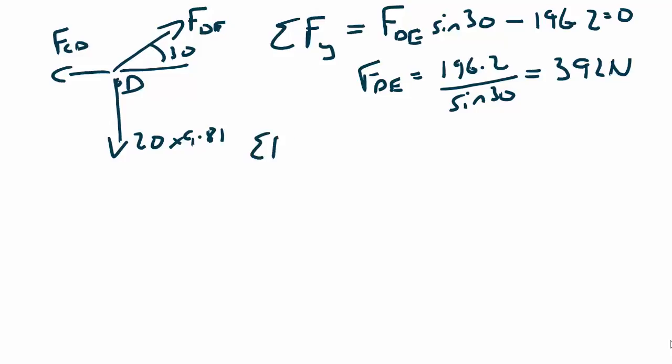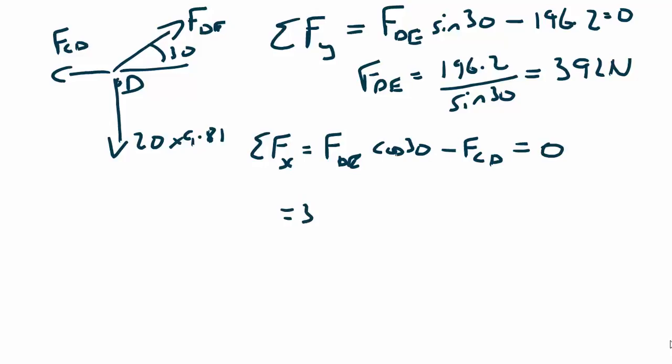And then my sum of my forces in the x direction is going to be FDE cos 30 minus FCD. I can substitute my 392 in, so 392 cos 30, move my CD to the other side, so it equals FCD, that equals 340 newtons. So that's the first step done.